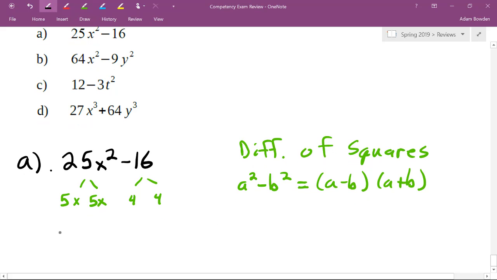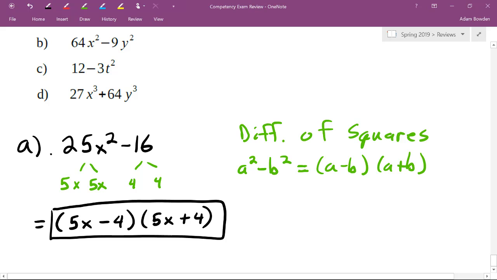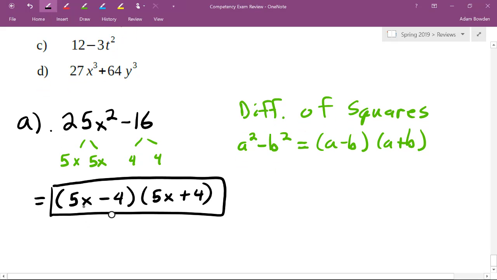And so when we factor this by difference of squares, we break it down into 5x minus 4 times 5x plus 4. Okay, so that's how a difference of squares will factor. You have to figure out what's being multiplied together times itself, and then put those together into two factors, one with a minus and one with a plus.